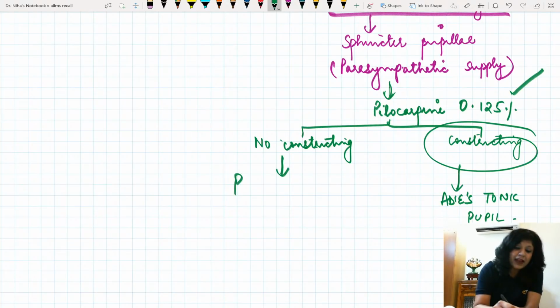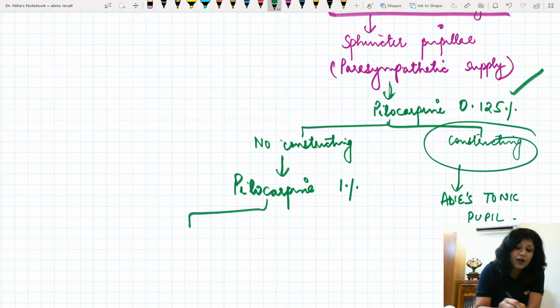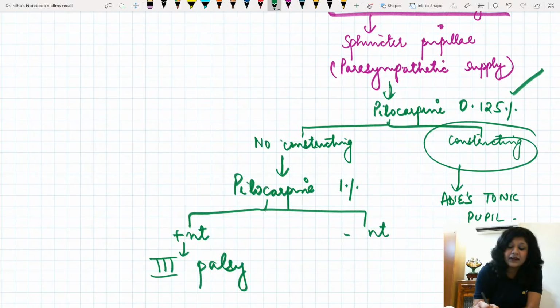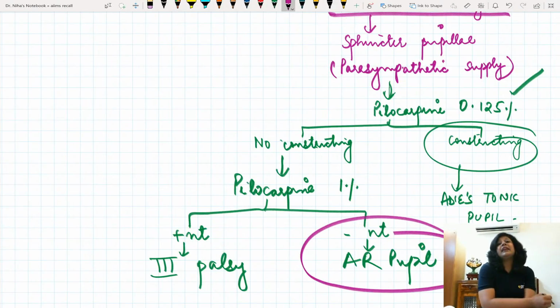So now give pilocarpine, try with a larger concentration, give pilocarpine 1%. Now again see the constriction. If it is present, then it is the third nerve palsy, and if it is not present, then it is your AR pupil. So if you see here, your option of AR pupil is again under the lighted conditions.